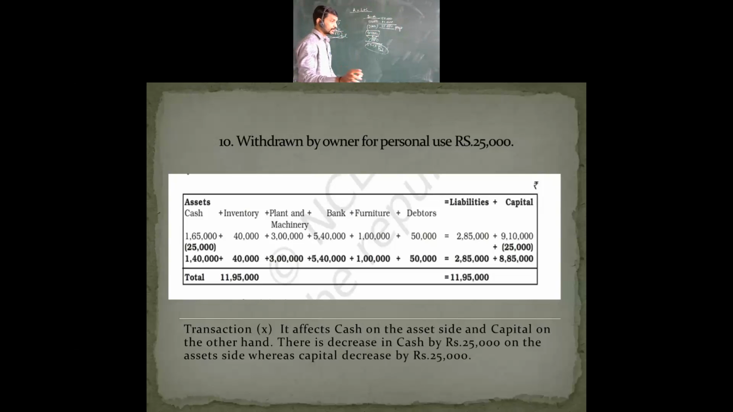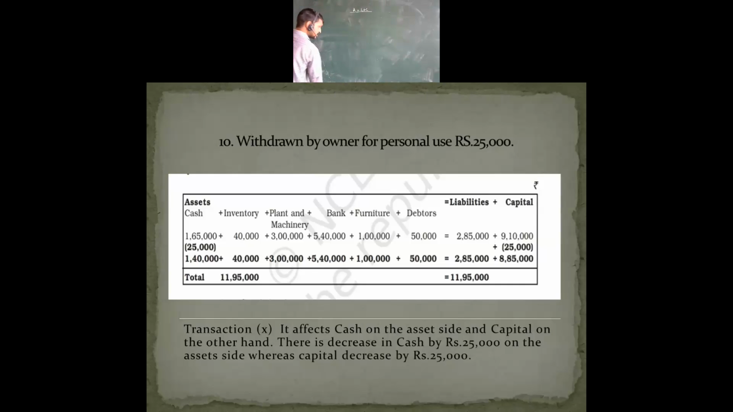See one more thing now, how it is there. See, withdrawal by owner for personal use. Now personal use he is withdrawing, means how much capital he has invested. The person's capital investment is how much over here? Now totally, including the profit, he is having nearly 9 lakh 10,000. 9 lakh 10,000 he is having there.